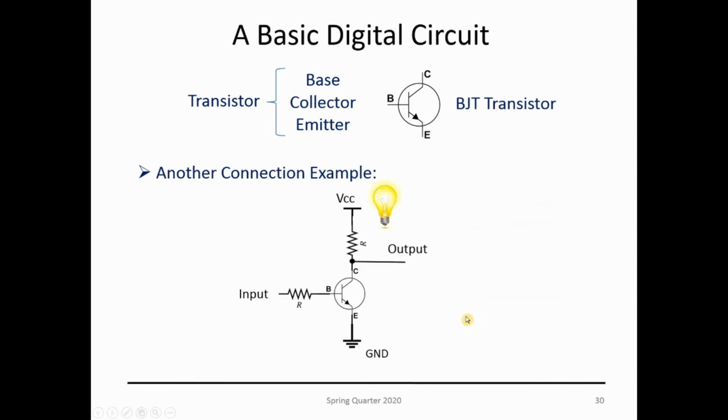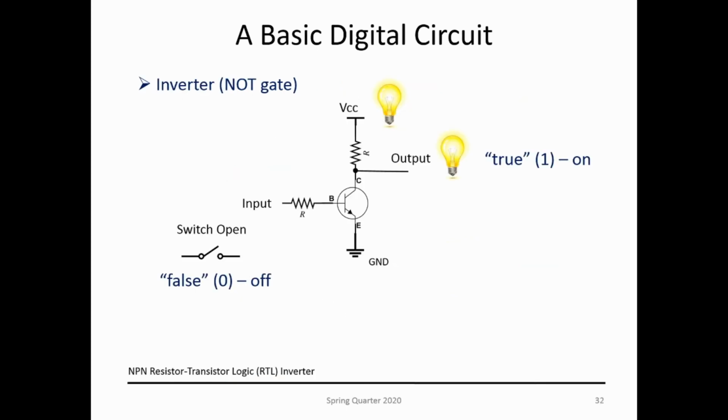This is another example. Now I switch the output. Instead of being connected to the emitter, I connect to the collector. And now the interesting part is that when my switch is closed, my output is going to be off, and when my switch is open, my output is on. So it has the inverse behavior of what you just saw in the other configuration. This is what we call an inverter or a NOT gate. So whatever I put here on the input, I get exactly the inverse on my output.